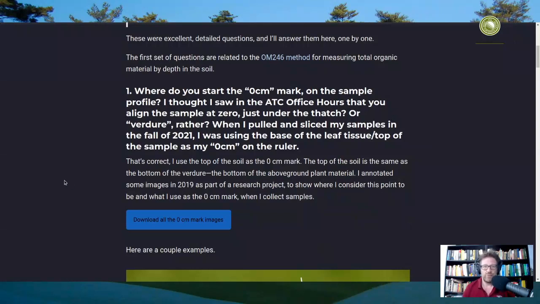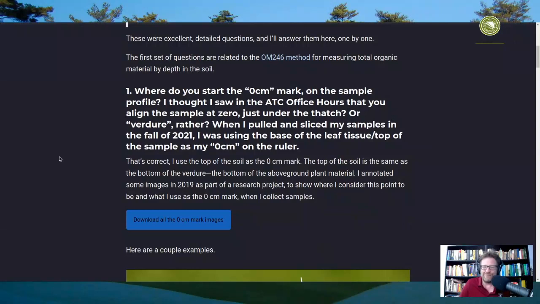And actually, I did a research project in 2019 where many collaborators with ATC collected samples according to my instruction, where they had paired samples with the verdure on. The verdure is the above ground plant material. And I'm going to stop using that fancy word sometime.